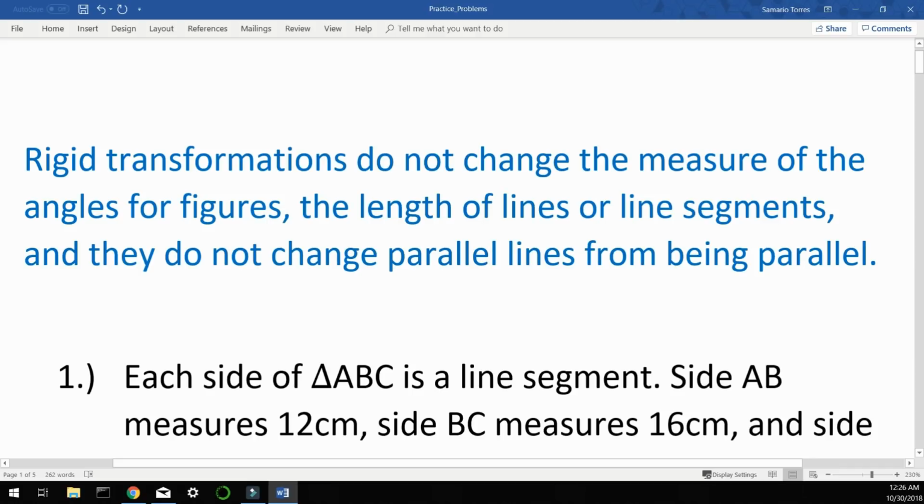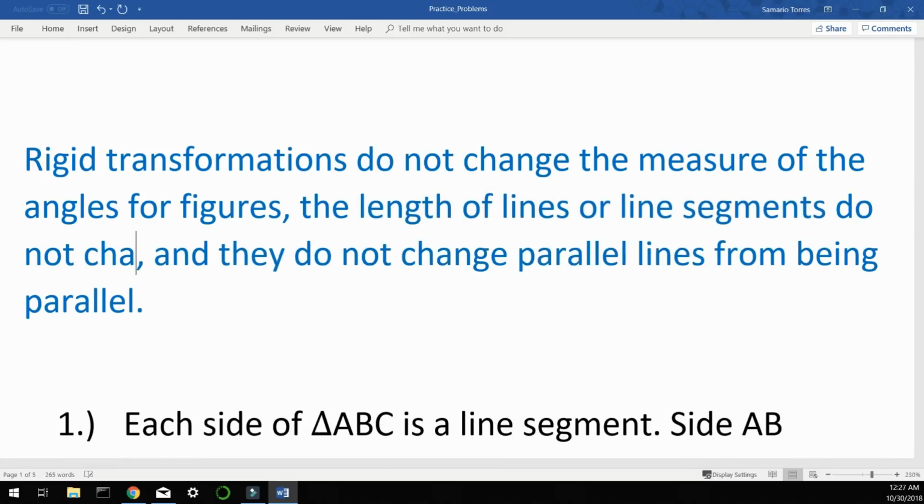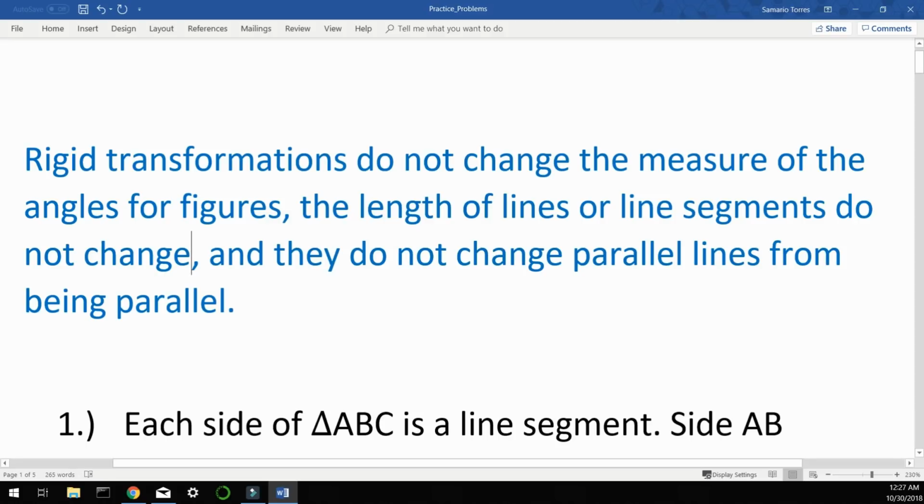we've looked at so far, the most important concept, which is the rigid transformations. Rigid transformations do not change the measure of the angles for figures. They don't change the measure of the length of lines or line segments. So maybe we'll add in here, do not change. And they do not change parallel lines from being parallel.